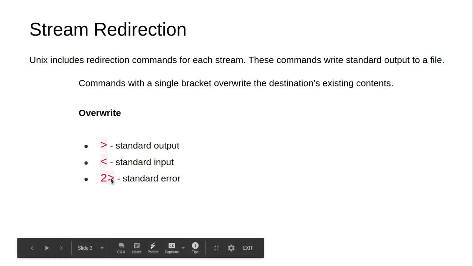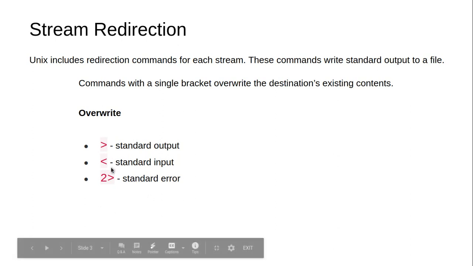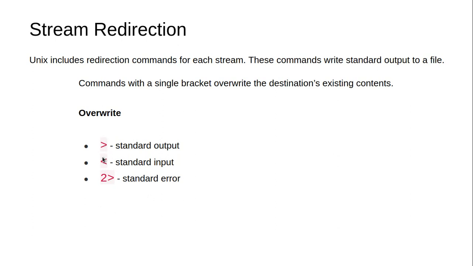So standard error is denoted by number 2, and this redirection redirects the standard error. And these are the stream redirection symbols basically. So if you redirect this to a file, then the file will get overwritten. So the contents of the file will be lost, and then a new file will be created, and the contents that you are providing from the left side will be written onto the file on the right side.